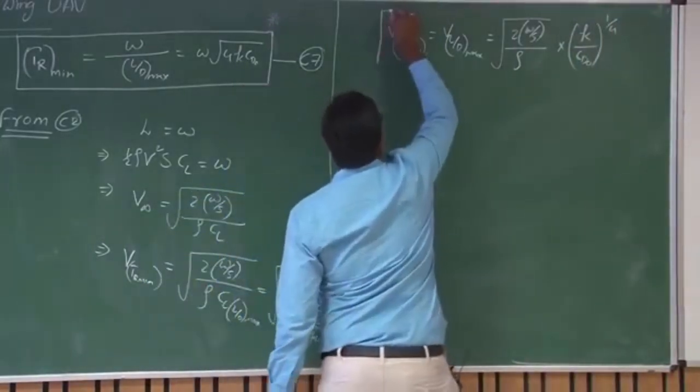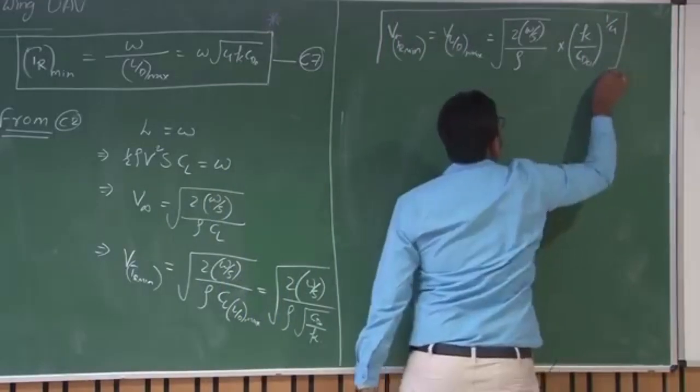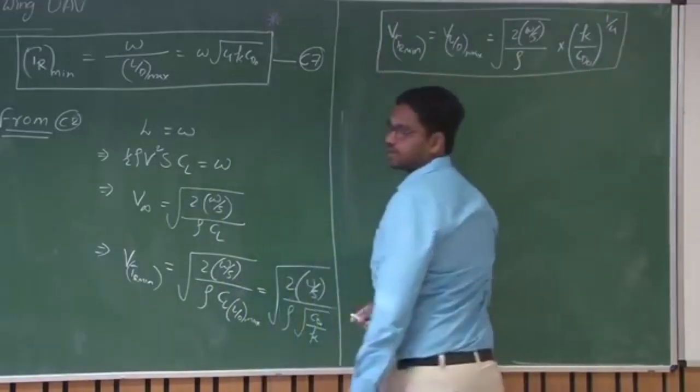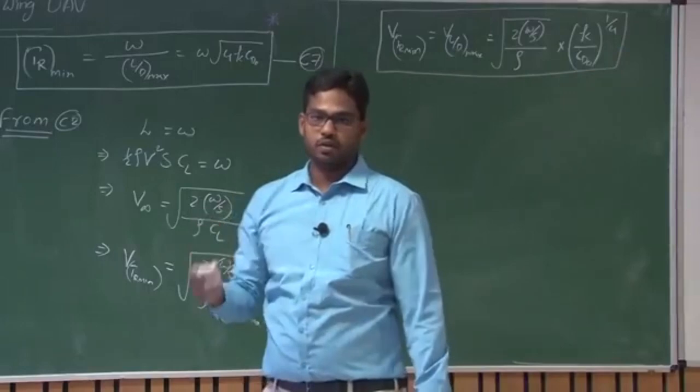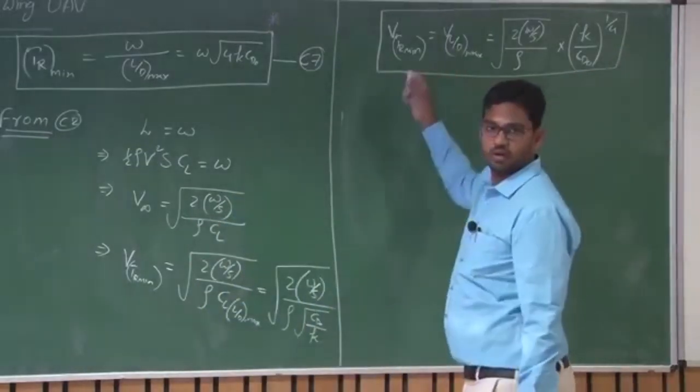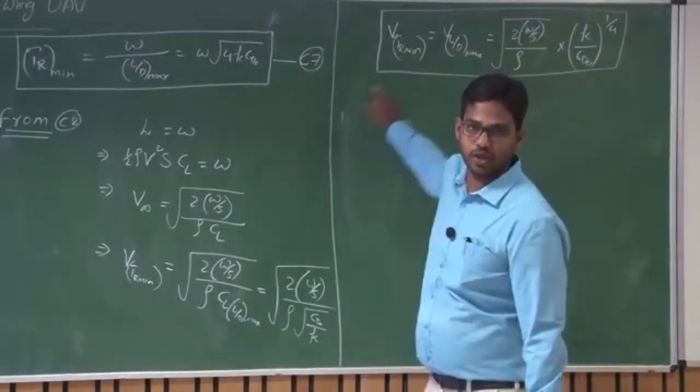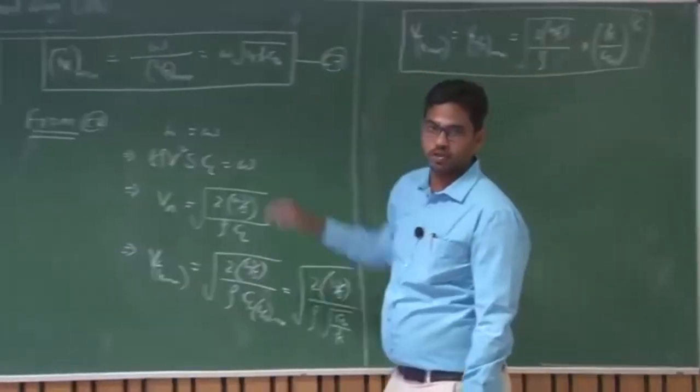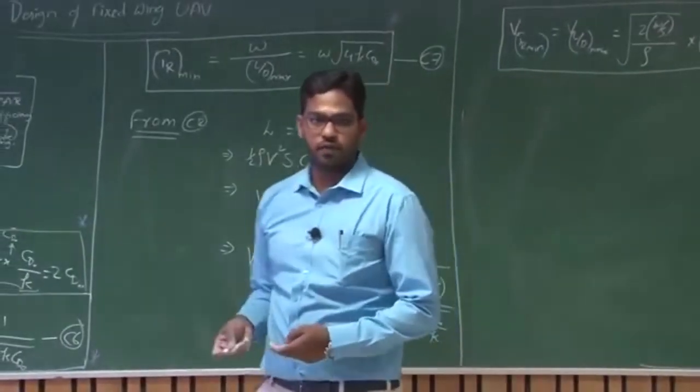This is the corresponding velocity that you have to fly. So you can ask the controller to trim your aircraft to this particular velocity, or to adjust your throttle setting to this particular velocity, to achieve the minimum thrust requirement for a level flight.